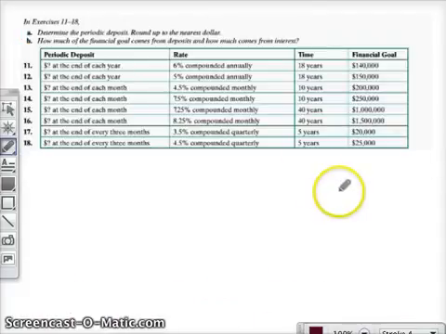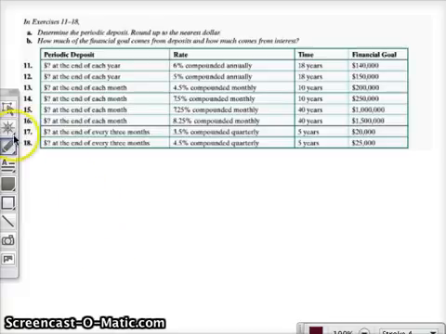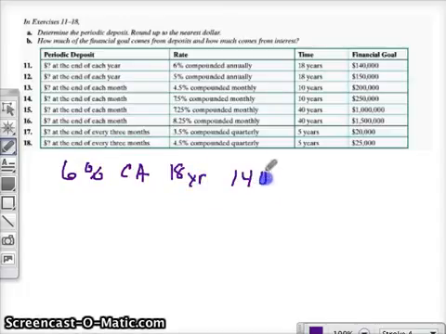All right, let's look at the next set. Determine the periodic deposit. Now that's very exciting. So let's just do question number 11. Question 11 says, how much do we need to put in at the end of each year? I just write 6%, compounded annually, 18 years, and my goal is to get $140,000. I'd like to have that money right now.